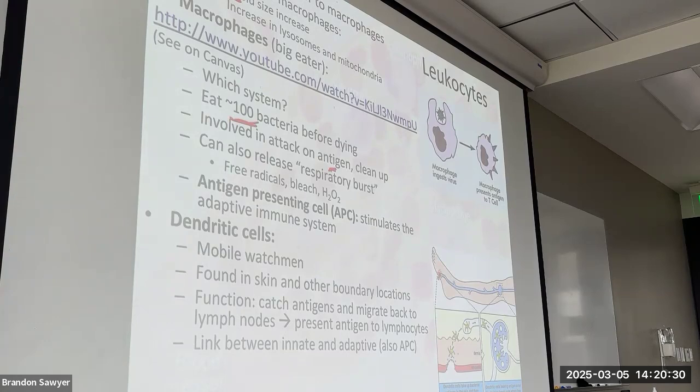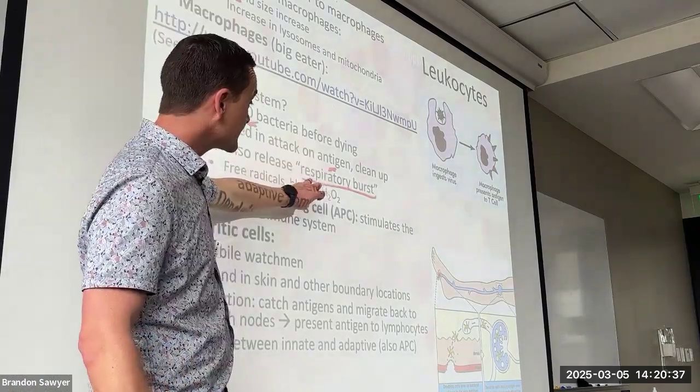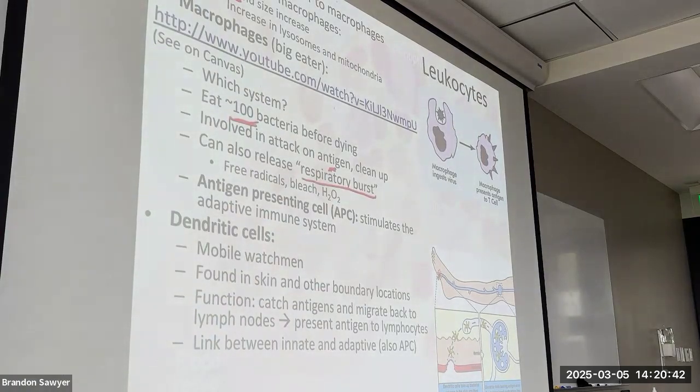One of the weapons they can release is called a respiratory burst, which contains a bunch of free radicals. It contains bleach and even some hydrogen peroxide. All of that is released from these macrophages, and that just destroys everything in the area. These are one of many cells that are called antigen presenting cells, which means if they find something out in circulation that looks like it's not supposed to be there, they'll take that back to our lymphatic system, show it to our B cells and T cells to start the immune response there.